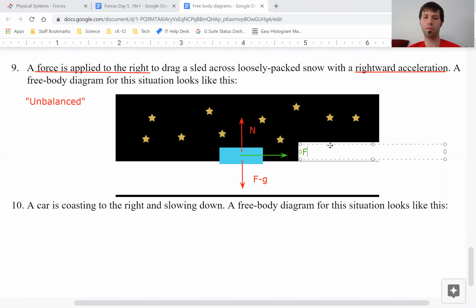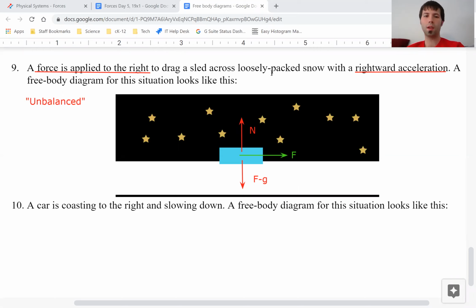Applied force F. Now, if you kept this diagram like this, I might accept it because this meets all the conditions. We have a force applied to the right. We've considered gravity. We've balanced gravity. This is unbalanced in the horizontal direction, which is just what we want because unbalanced means it's accelerating to the right. So this looks good.